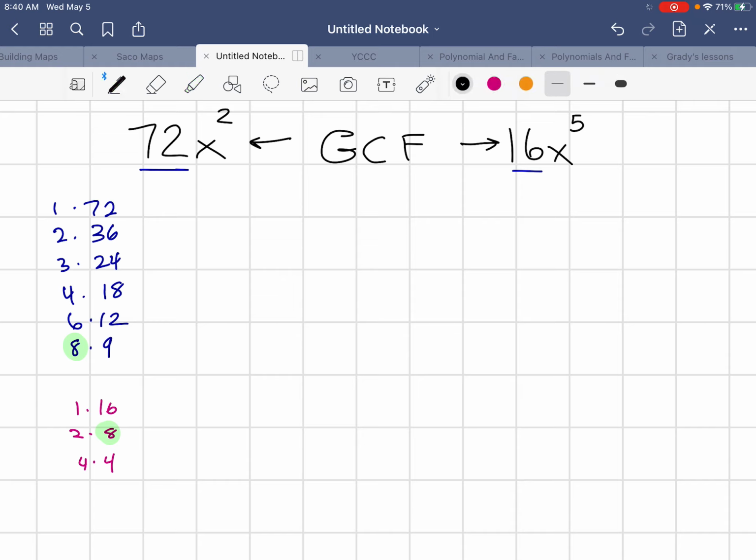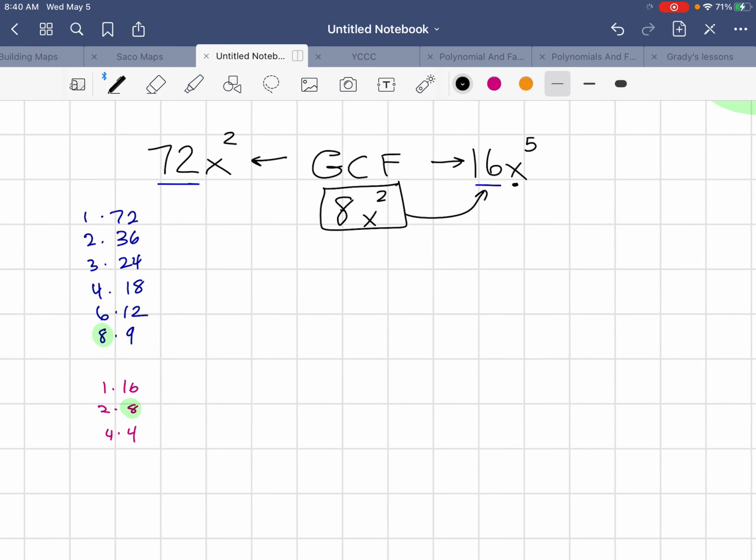So I know that my GCF is going to contain an 8, but what about these x squared and x to the 5th? Well, there are 2 x's here, there are 5 x's here, so clearly there are 2 in this one. So I'm going to have x squared as part of my GCF, so it's 8x squared. Both of these monomials can be divided by 8x squared evenly.